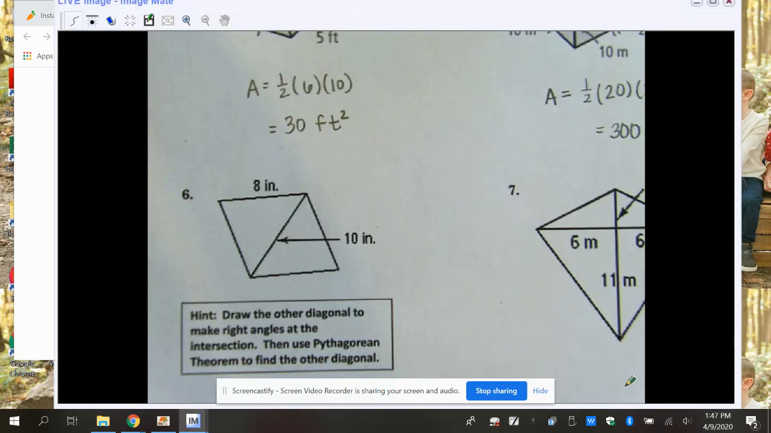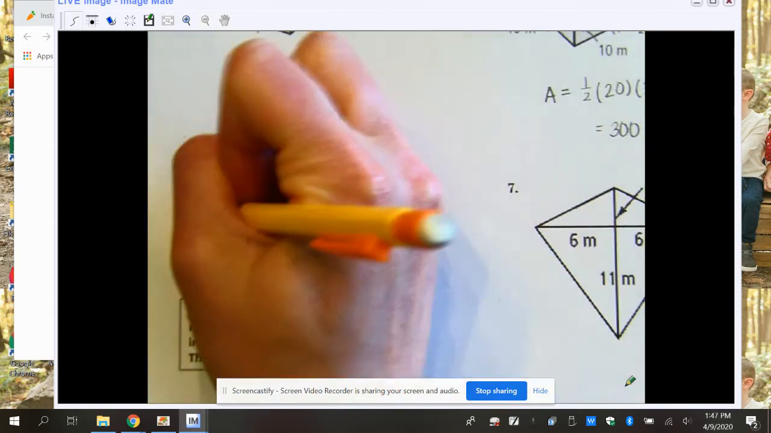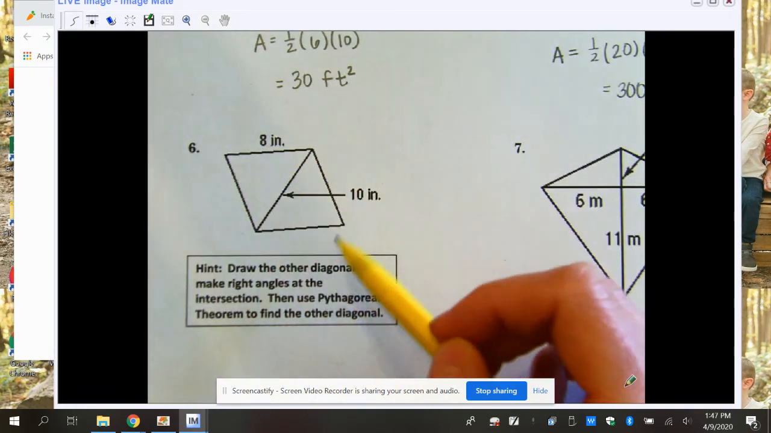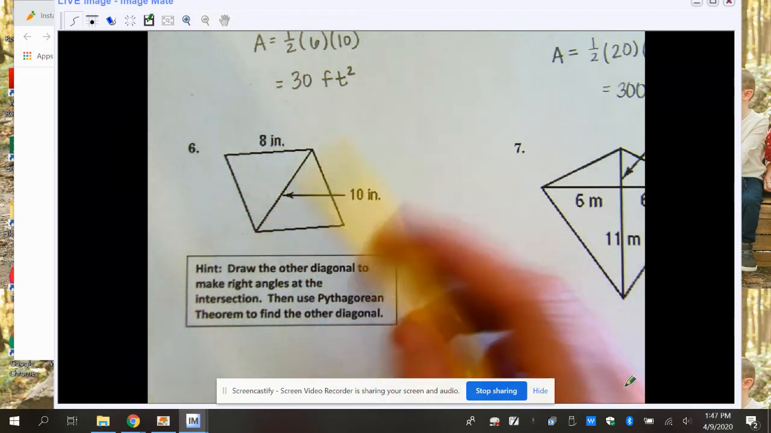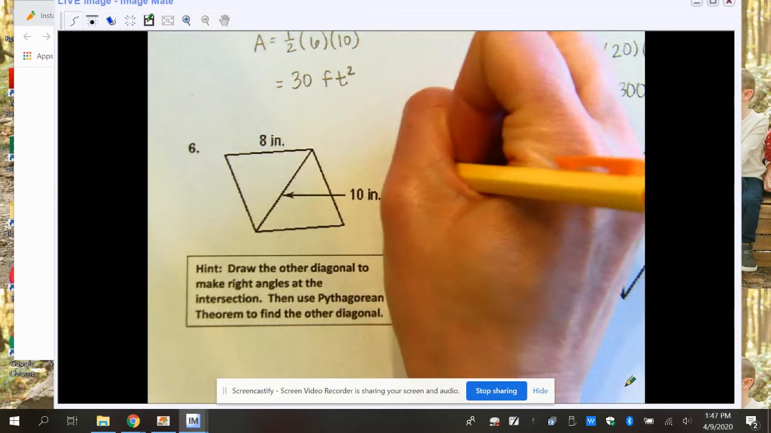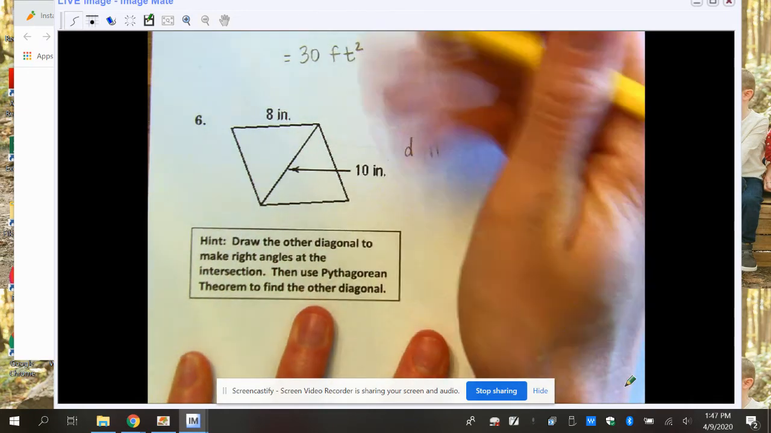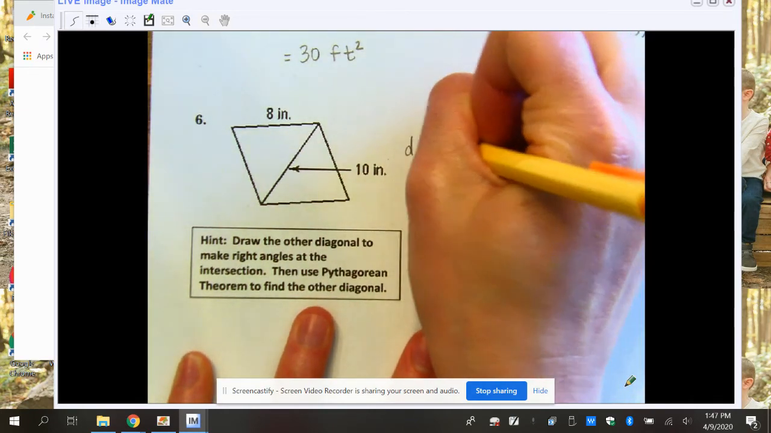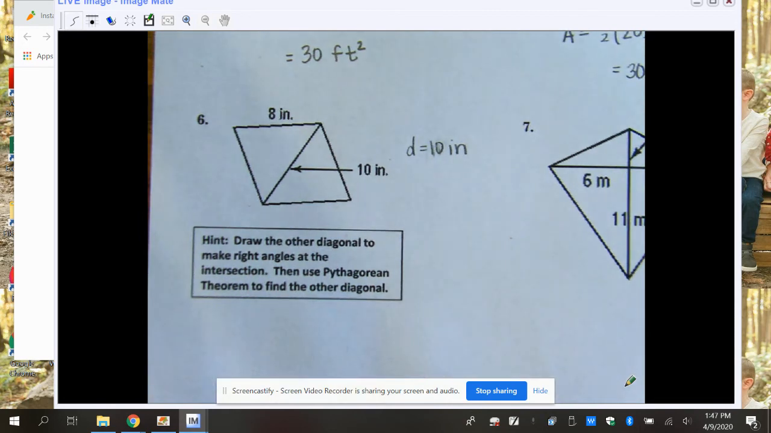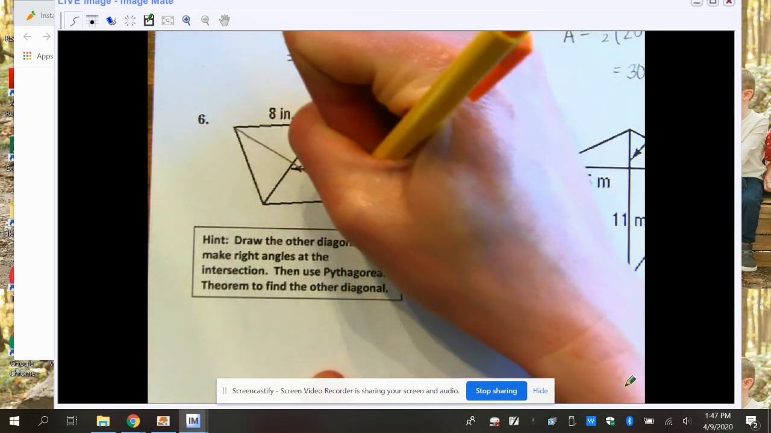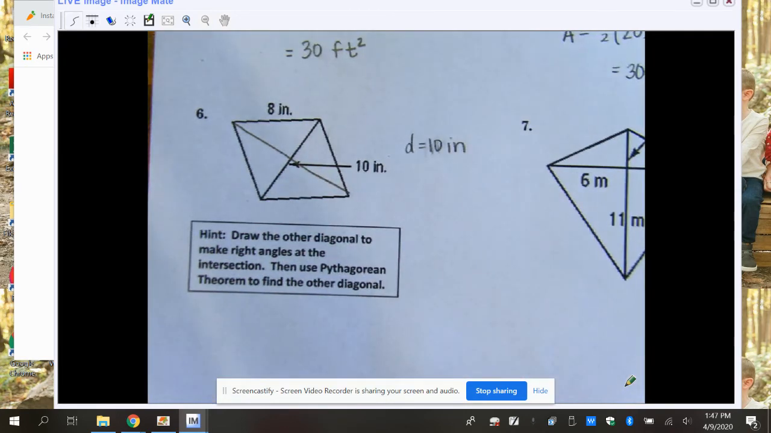All right, and so I kind of gave you this hint here. So this is a rhombus. We know all of these are 8, and we know that one of the diagonals is 10 inches. So when you're trying to find the length of that other diagonal, obviously we have to start by drawing it in first. Okay, and then we have to recall all the properties of a rhombus.